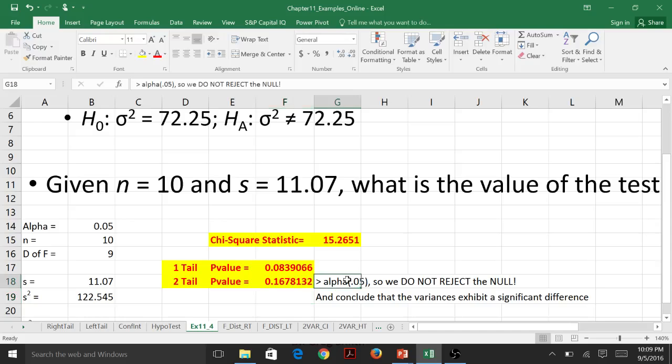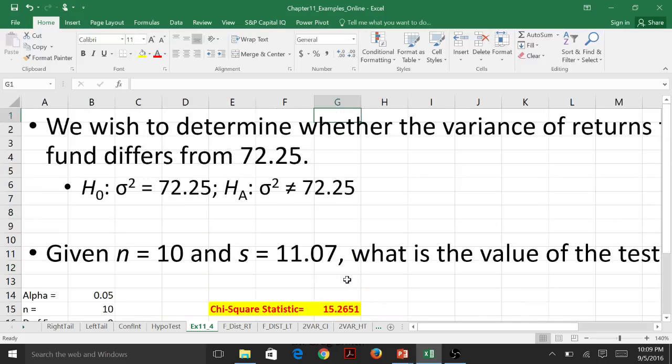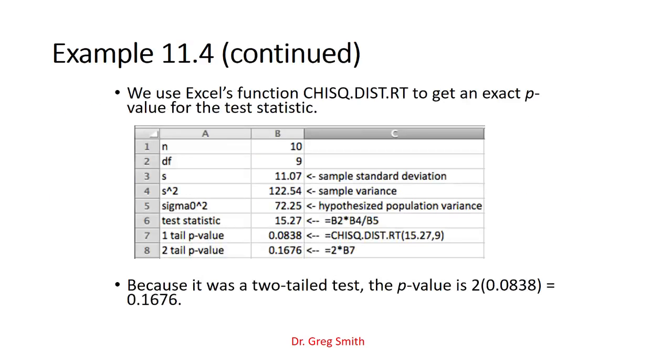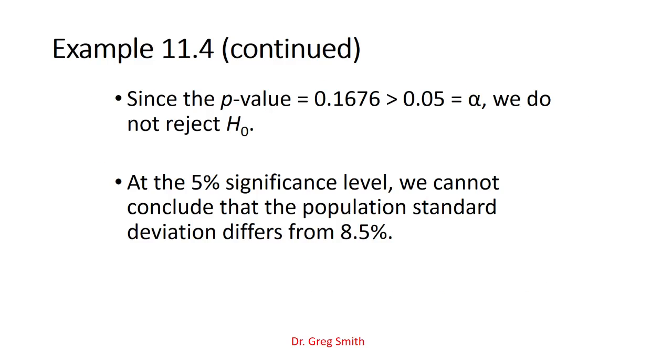And when I do, even though this would not be rejected either, I don't reject the null, and I conclude that the variance exhibits what? In this case, there is no difference. Since I can't reject the null, we don't see a difference. So we don't reject the null. We conclude that the population standard deviation really is not different.